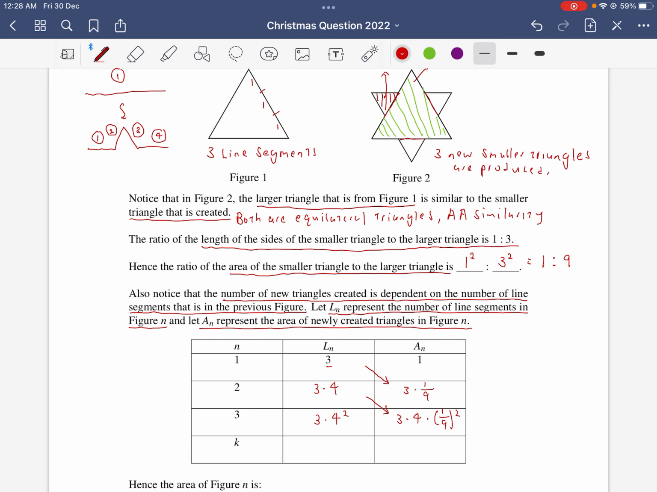Now, finally, we can try and derive a general formula for K. In figure K, you can see how many line segments there are over here. Following this particular pattern, it should be pretty obvious that it's just 3 times 4 to the power of K minus 1. And of course, following this particular pattern, we can immediately see that this is just 3 times 4 to the power of K minus 2. Right? And then what is it multiplied by? It's definitely multiplied by the area.